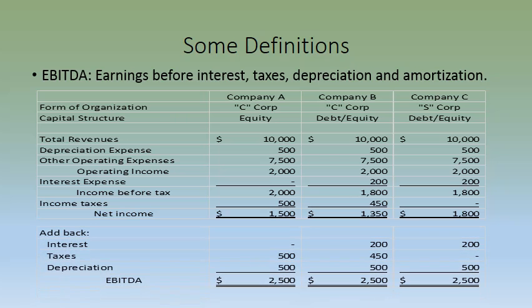Depreciation expense is non-cash, so we'll add it back in all cases. We also add back interest and taxes for reasons we've already discussed, and we notice that EBITDA for all three companies is identical, as we would expect. In summary, EBITDA can be thought of as the operating cash flow of a business, regardless of whether it is a C corporation, an S corporation, or a partnership, and whether or not it has any debt.